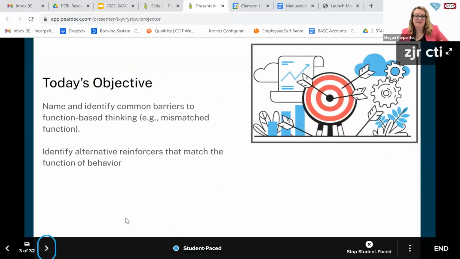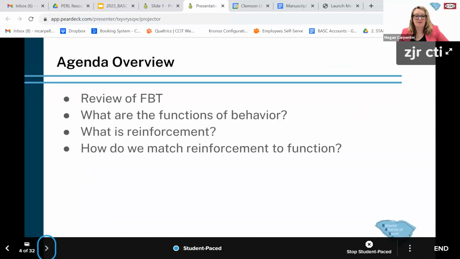So our main objectives for today are to name and identify common barriers to function-based thinking, mainly mismatched function. We'll talk a little bit more about what that means and identify alternative reinforcers that match the function of the behavior. So we'll start with a review of function-based thinking, talk about the common functions of behavior, a little review of reinforcement, and then how we match that function to that reinforcement.